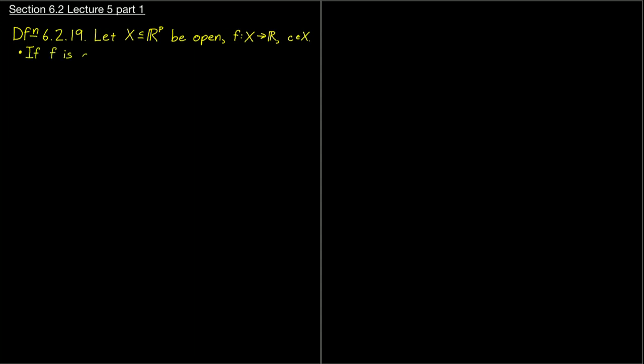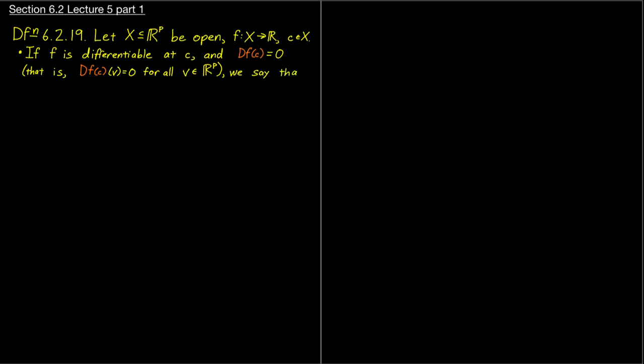If F is differentiable at C in our weird linear operator sense, and our linear operator df of C is equal to 0, and that is to say df of C of V is 0 for all V in R^P, we say that C is a critical point for F.